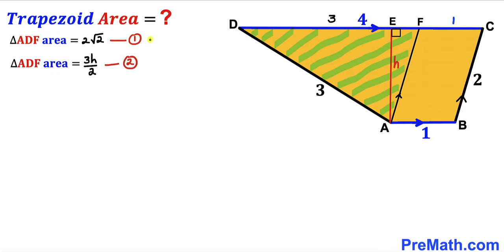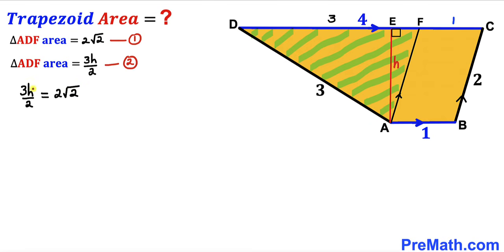And here we ended up with these two equations, equation 1 and equation 2. And now we are going to compare these two equations. And now we can see the left hand sides are identical. So therefore, we can equate the right hand sides as well. So therefore, I can write down 3 times h divided by 2 equals 2 times square root of 2.